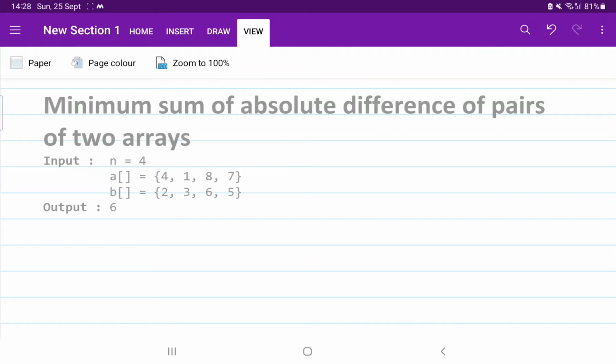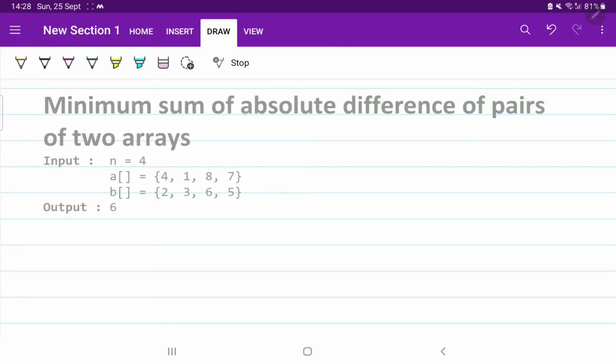Hello my dear friend. So the question given is minimum sum of absolute difference of pair of two arrays. Here n is given as 4 and we need to find the minimum sum of absolute difference. What you need to do is take one element from array A, the other element from array B, and subtract them.